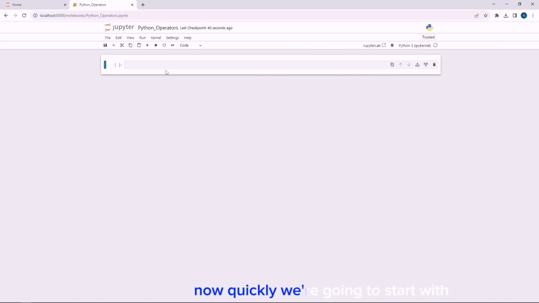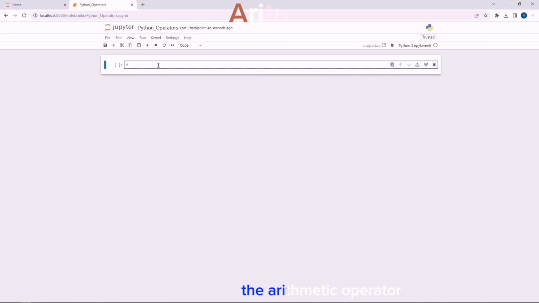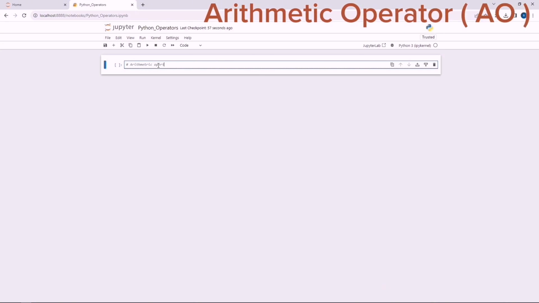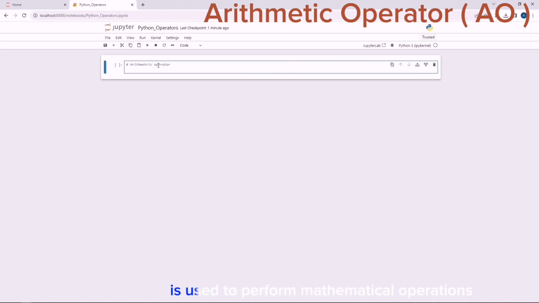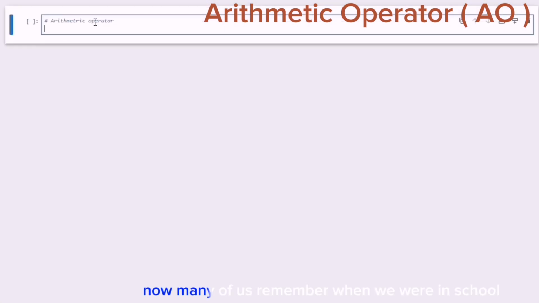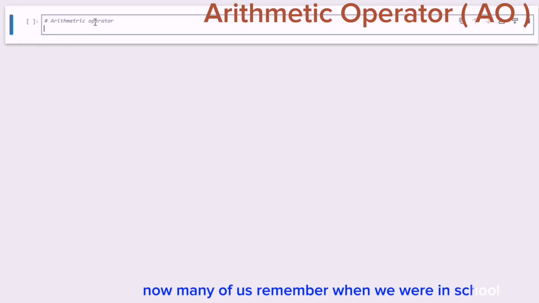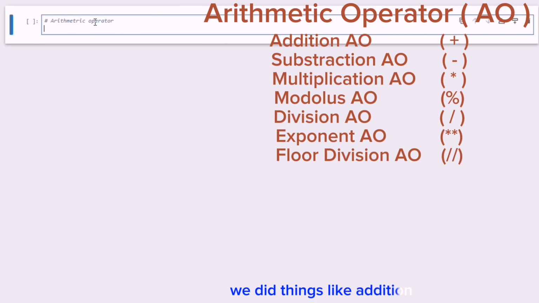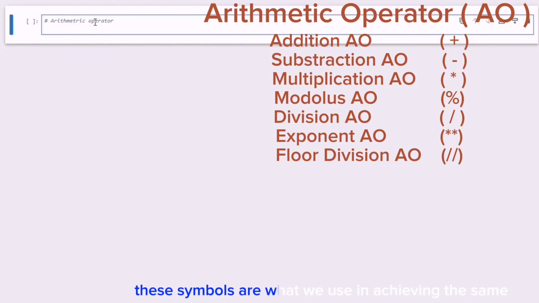Now, quickly we're going to start with the arithmetic operator. What's the arithmetic operator? The arithmetic operator is used to perform mathematical operations on numeric variables. Many of us remember when we were in school, when we did maths, we did things like addition, subtraction, multiplication, division, and we did things like raised to the power of, that is square, square root, and so on. These arithmetic operators, these symbols, are what we use in achieving the same with Python.